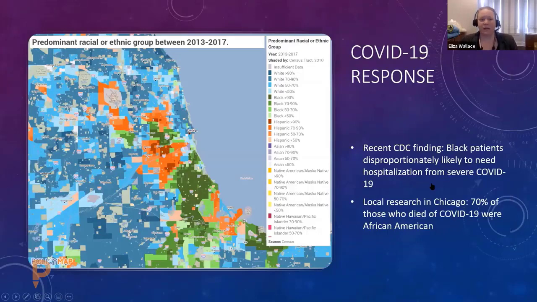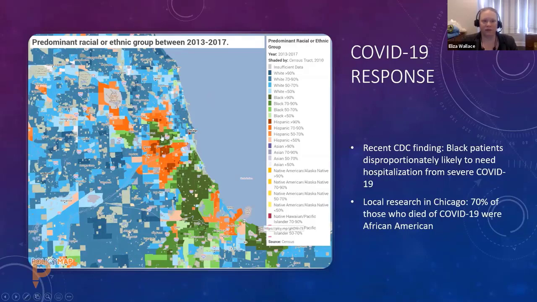Here's a specific example. We've heard local reporting from Chicago that they're seeing very highly disproportionate numbers of severe symptoms of COVID-19, including higher death rates among their African-American population than as a whole. The statistic I pulled was that 70% of those who died from COVID-19 were African-American, whereas in the population of Chicago as a whole, it's only 30% African-American. So you can see there's something going on here in Chicago. There is a recent CDC finding that shows that Black patients are disproportionately likely to need hospitalization from COVID-19 as well. So there's some kind of racial disparity.